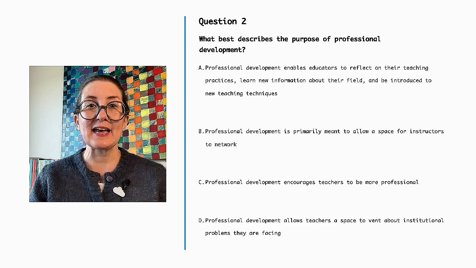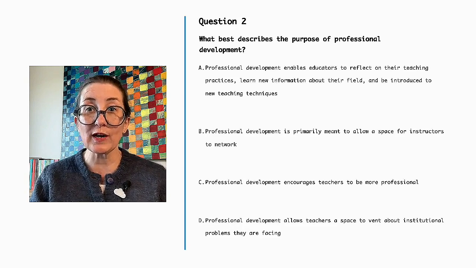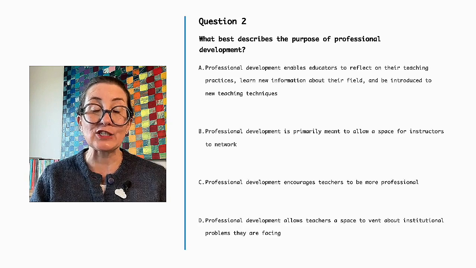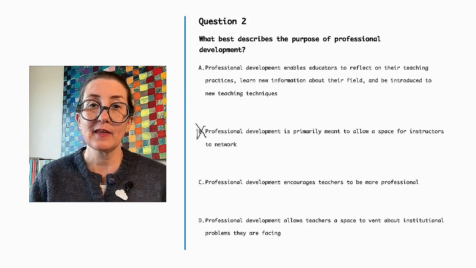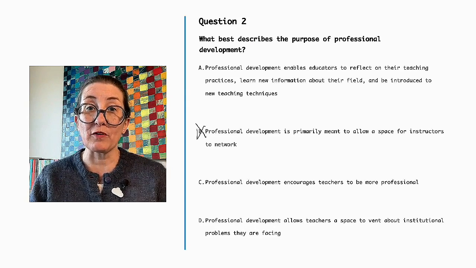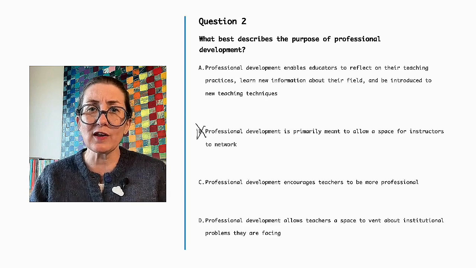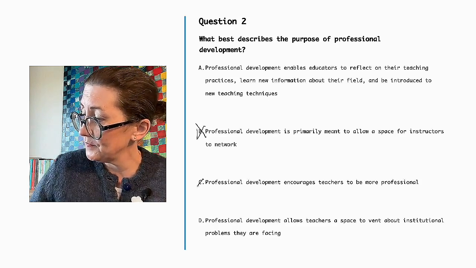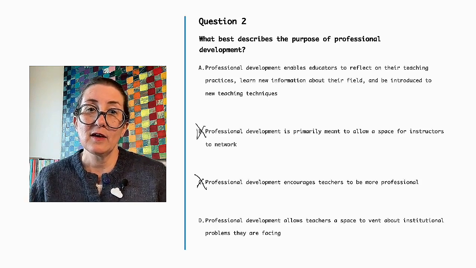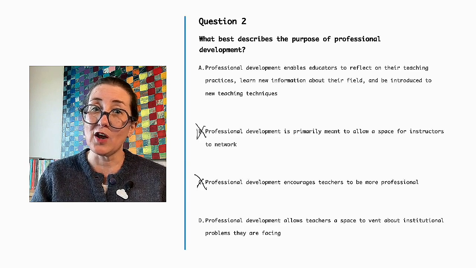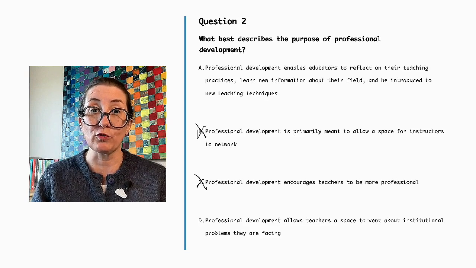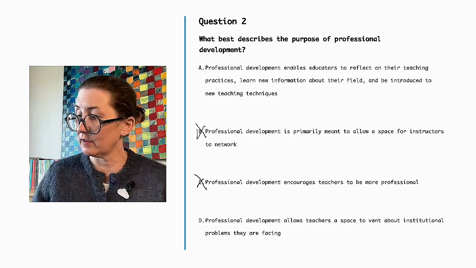Professional development as a space for instructors to network is a secondary benefit and not the primary purpose. Encouraging teachers to be more professional is vague and does not capture the full scope of professional development. Allowing teachers a space to vent about institutional problems is not the purpose of professional development, as it focuses more on personal grievances than growth and learning.